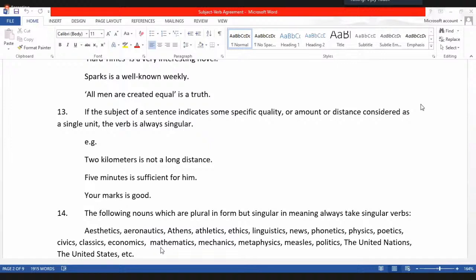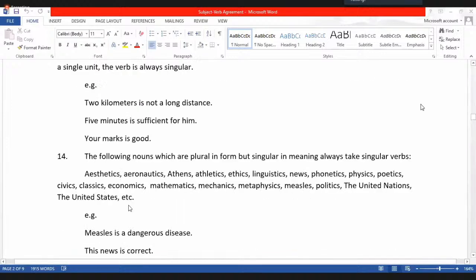Then another, all these nouns take a singular verb. These nouns seem to be plural in form, but they are singular and we use a singular verb. Here, aesthetics means that which studies art and beauty.